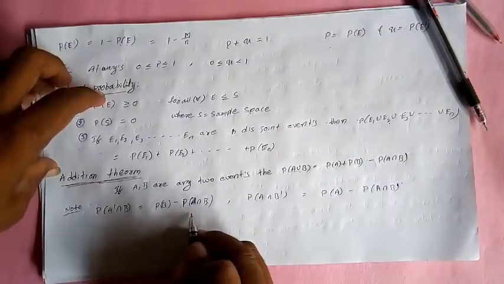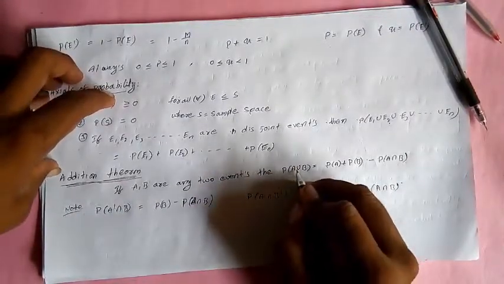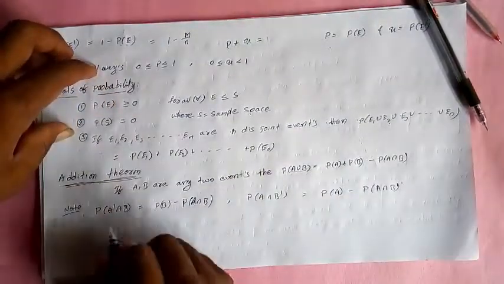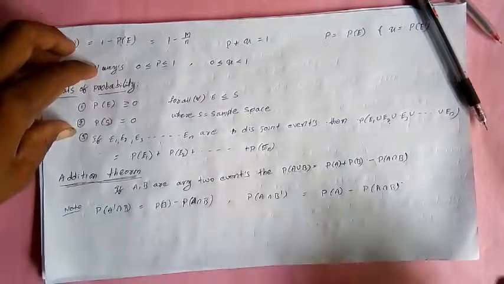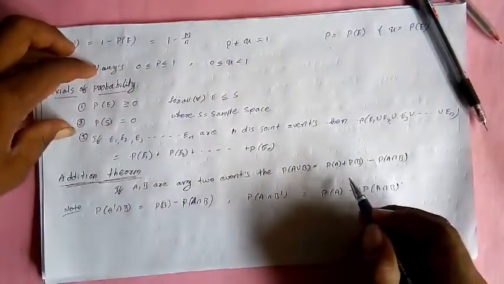If the problem is given directly as A union B, we can directly substitute this formula. Otherwise, if the dashes are given, A dash, B dash like this, we can use this formula. Again, we get the values, then we substitute in this. Okay, next we are moving to another formula.